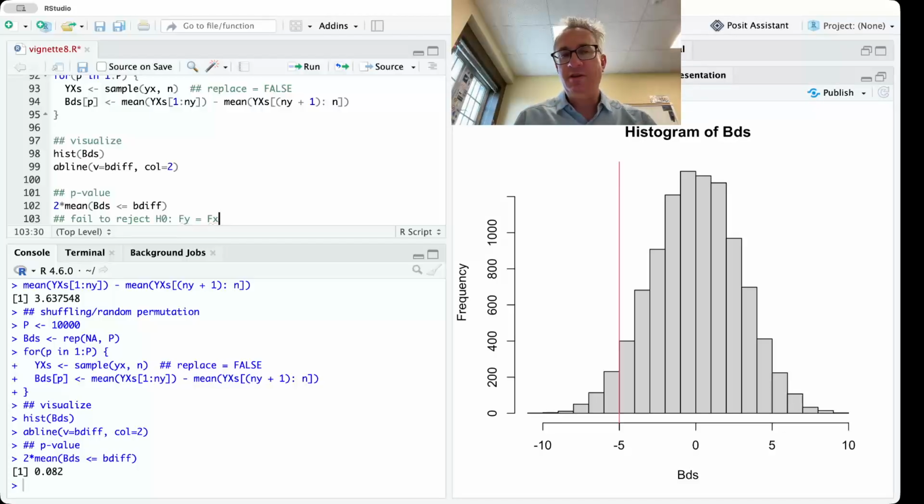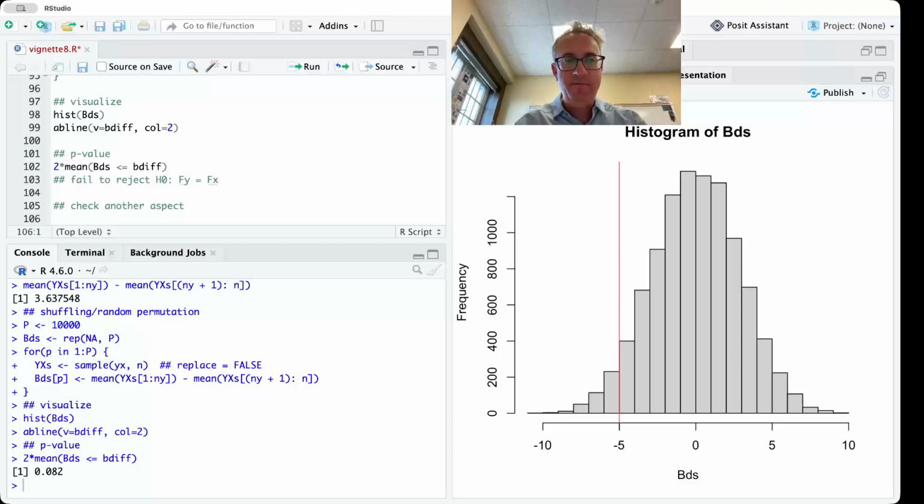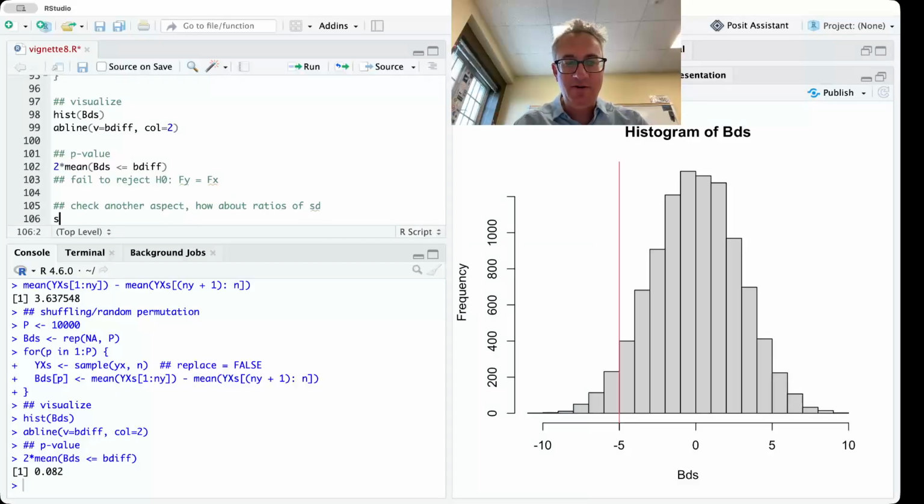All we've really determined is that they might have the same mean, and that's only one aspect of a distribution. So we can check another aspect if we want to. How about ratios of standard deviations? What I mean is a standard deviation ratio, or SRAT. So this could be SD of yx 1 to ny divided by SD of yx ny plus 1 to n.